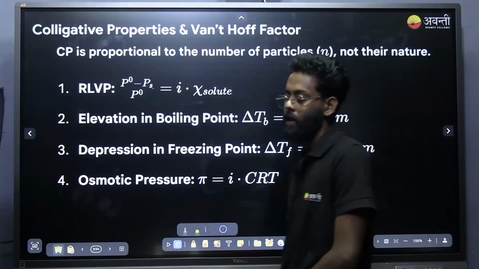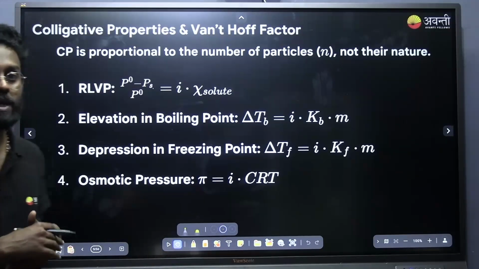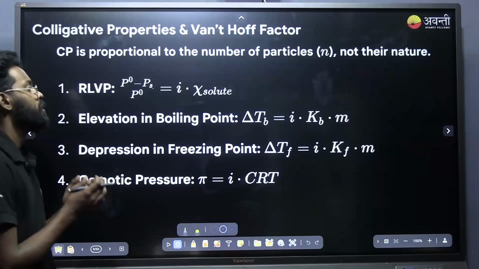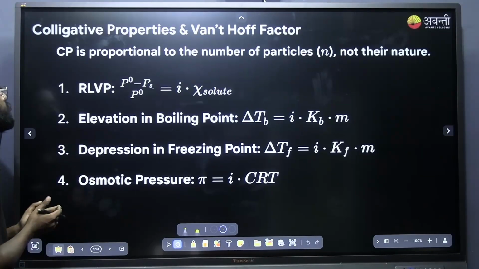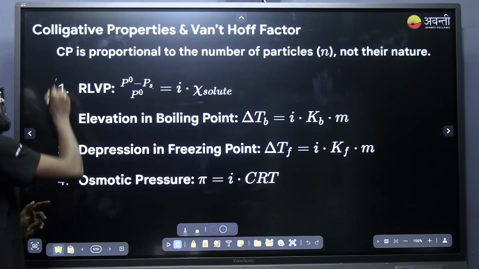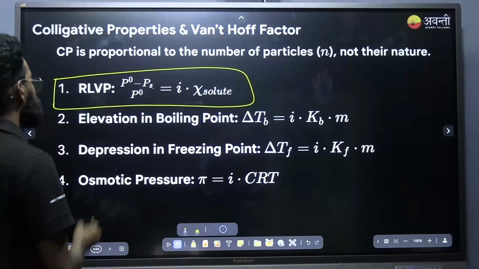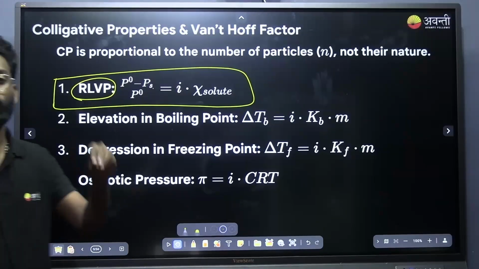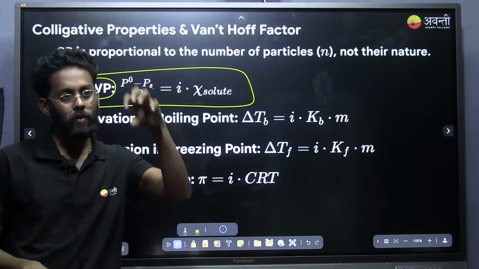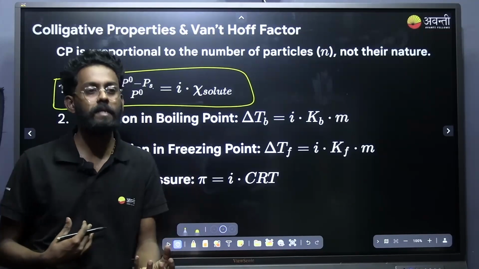I hope all of you have an idea about colligative properties. I am not going much deep into each individual colligative property; I will be just going into the equations. First one is relative lowering of vapor pressure. When we add a non-volatile solute into a solution, what is going to happen? Vapor pressure will decrease.